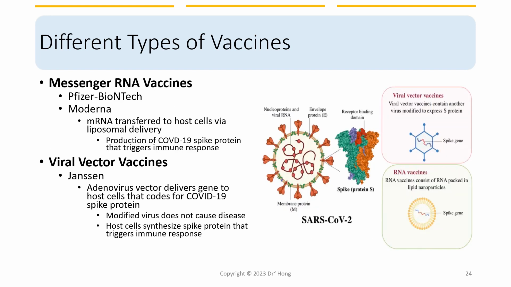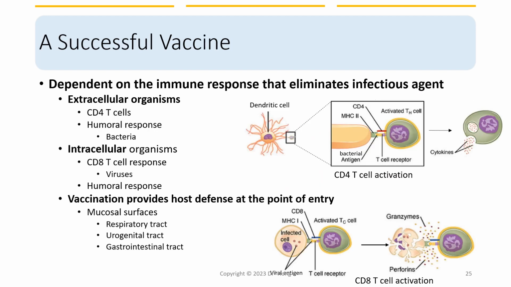Then we have newer versions of the vaccine, messenger RNA vaccines and viral vector vaccines. They are different, but they do share some similarity, where they deliver a genetic blueprint of an antigen to host cells and rely on the host cells to synthesize the antigen that triggers the immune response. Regardless of the type of vaccine, a successful vaccine requires initiating pathogen-specific immune responses.